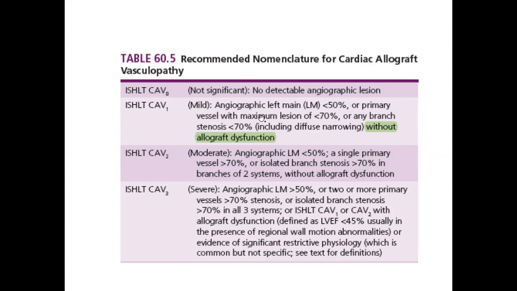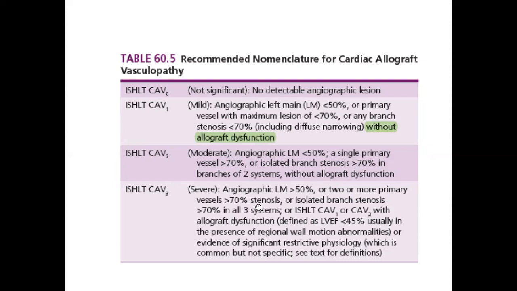CAV2 is moderate. That means the angiographic left main disease is generally less than 50%, but a primary vessel stenosis of 70% or more, or isolated branch stenosis of more than 70% in two systems. That means two vessels should be involved with more than 70% stenosis, and without allograft dysfunction. There is no allograft dysfunction, you can say.